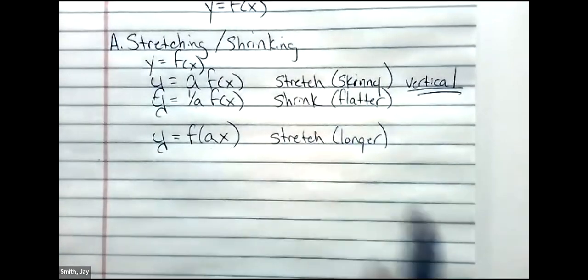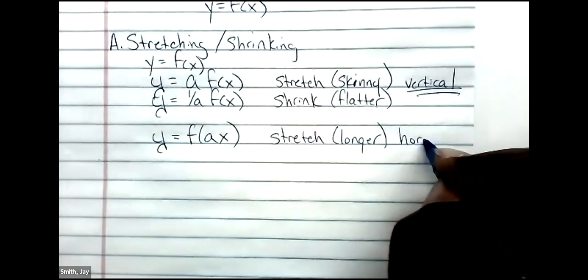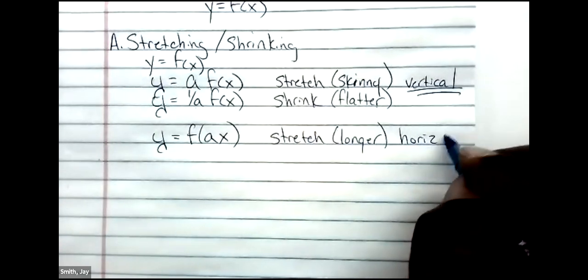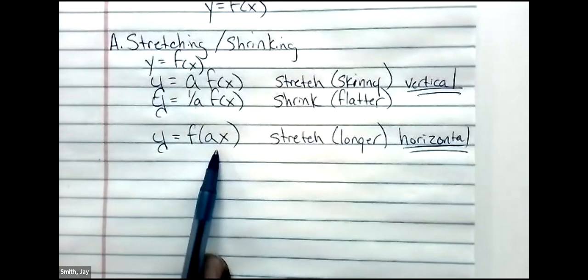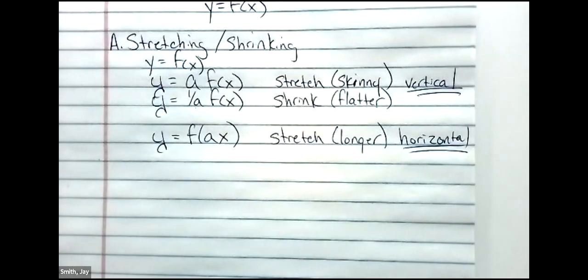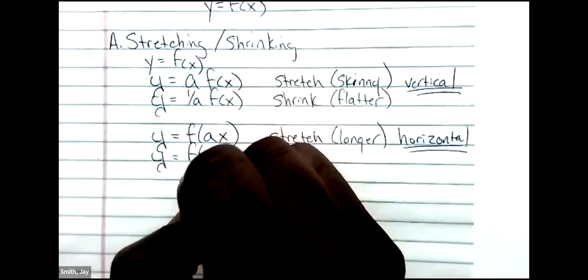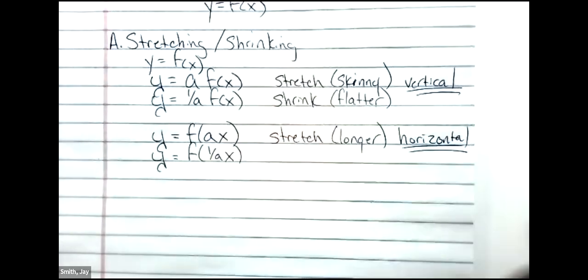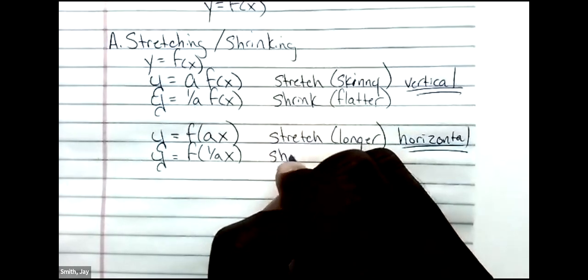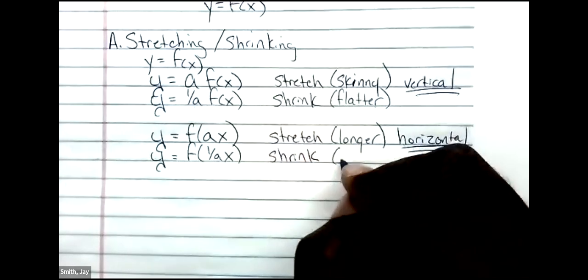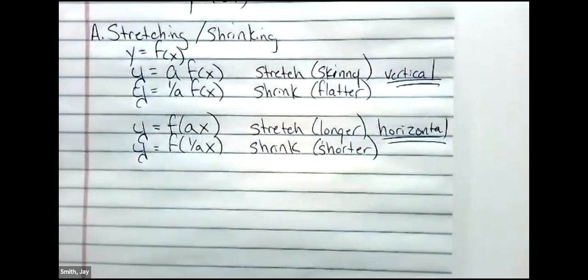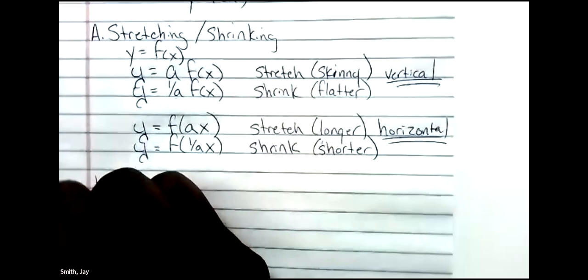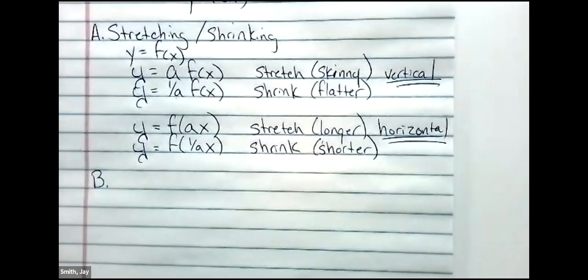because if we're multiplying x by that, either the whole number or the fraction, then it's going to be horizontal. So if we're multiplying by a whole number, it's like we're going to stretch it horizontally, or the graph will look longer. Or if we're multiplying the x by a fraction, like 1 over a times x, then it's going to shrink the graph, or it's going to look shorter. All right, so that's our first type of transformation.